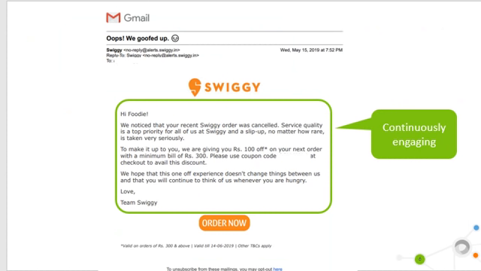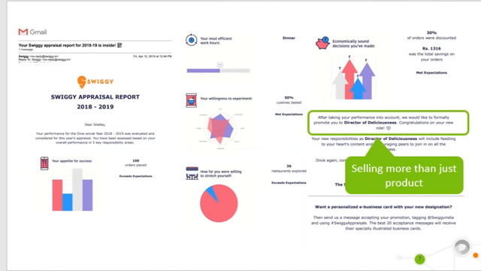Second, we talked about continuously engaging your buyers, right? The example which we gave around Swiggy was focused on customer service, but it just goes to show that your relationship with the customer or your relationship with the buyer does not end after the initial transaction. You need to make sure that your buyers continue to have an extremely delightful experience even after that initial purchase. And hence, inbound marketing requires you to be continuously engaging with your buyers and selling more than just a product.